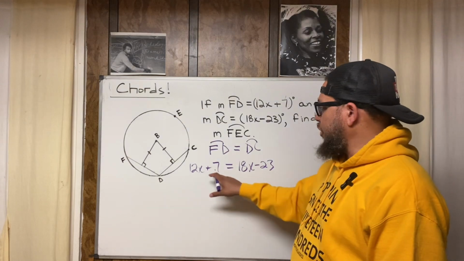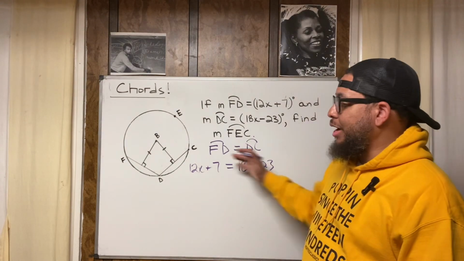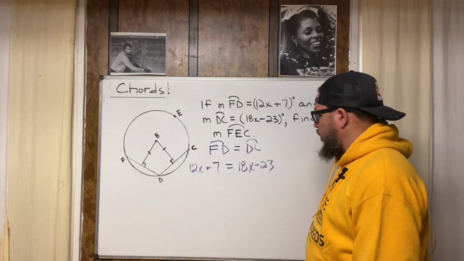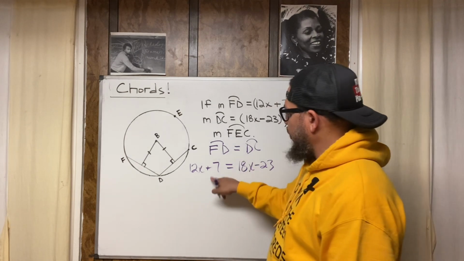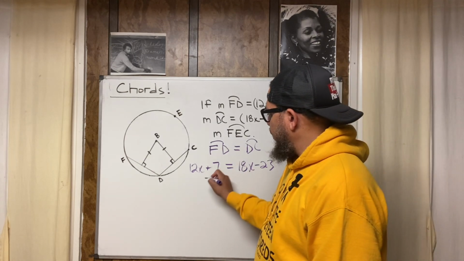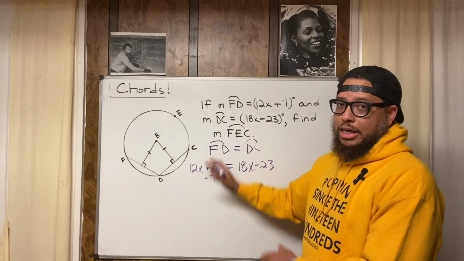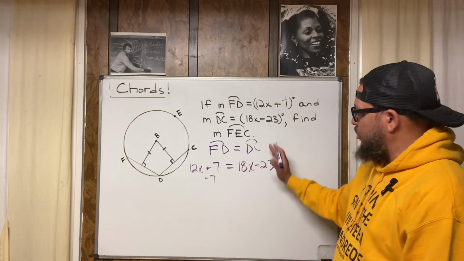All right. Now, 12x plus 7 equals 18x minus 23. There's a whole lot of ways I can start this off, but I'm going to do this. Watch this. I'm going to get rid of this 7. Boom. Minus 7. But I got to keep it balanced. If I subtract 7 on the left, I got to subtract 7 on the right.